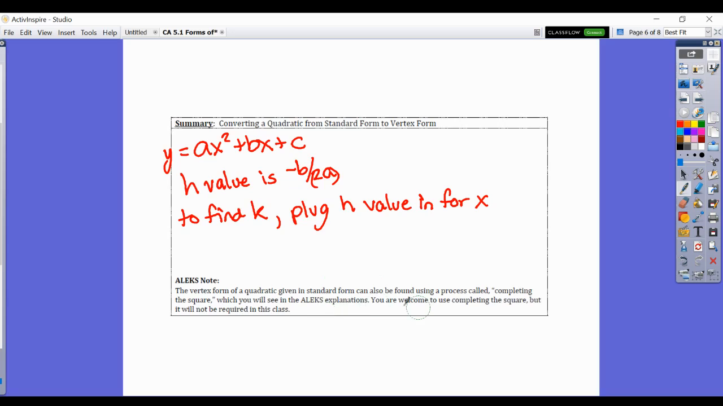Just a note, there is another way to do this. In Algebra 2, we do it using completing the square. And if you're using the ALEX program, they may ask you some steps about completing the square. So if that's something else you want to look into, you're welcome to look at Khan Academy or pull it up on ALEX and actually look up completing the square. And interestingly enough, that's what we're doing in Algebra 2 today in my other classes.